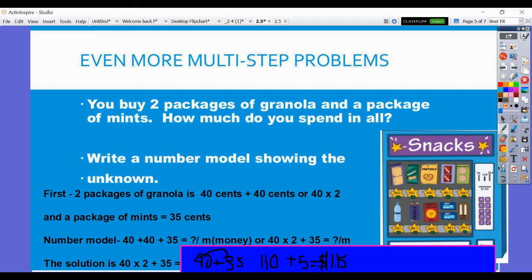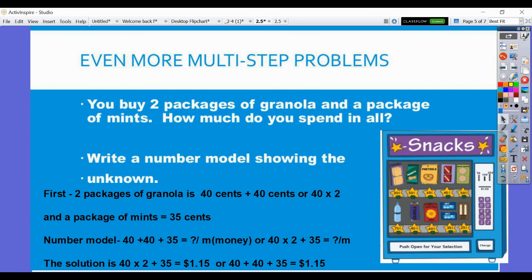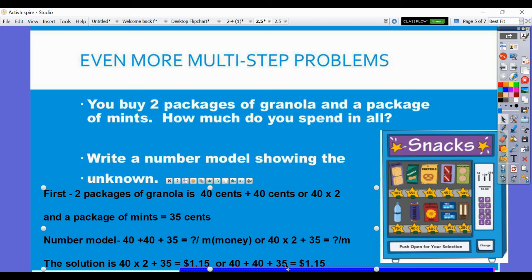All right. So that's one strategy that you could use. And the other strategy would be adding the numbers again, like before. But 40 plus 40 is 80, plus 30 is 110, plus 5 is 115, and that would give me $1.15. And so if I buy 2 packages of granola and a package of mints, I spend $1.15.